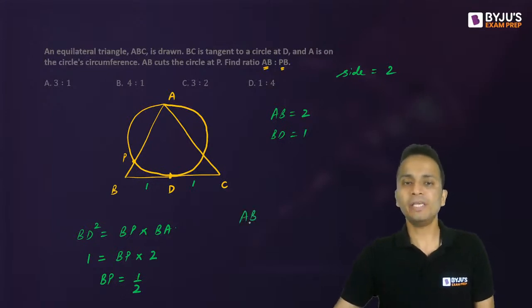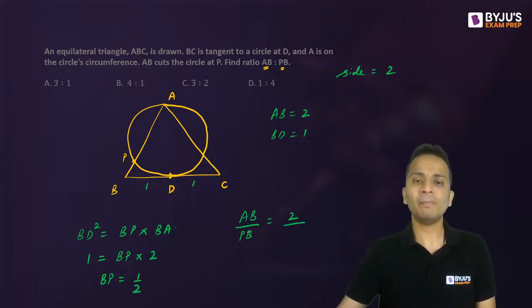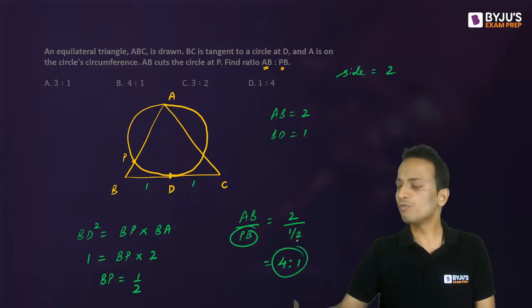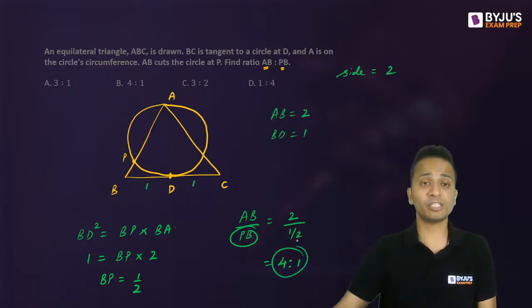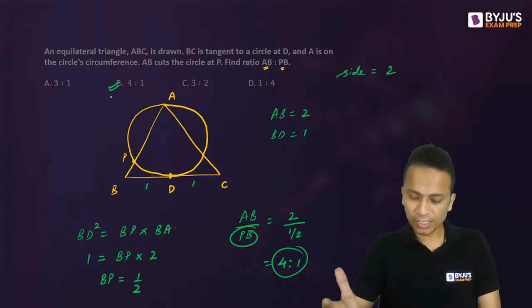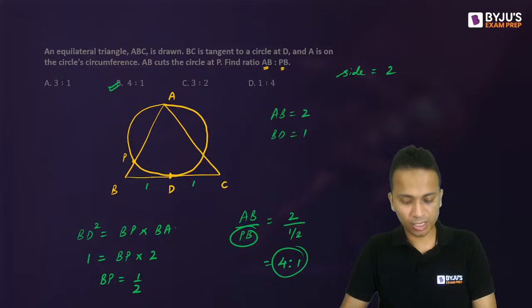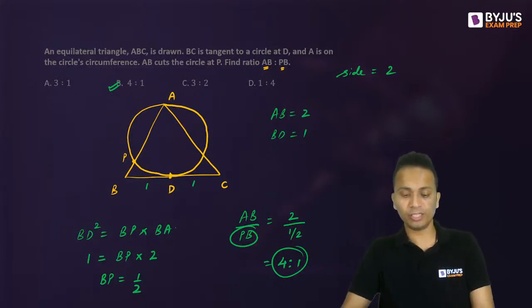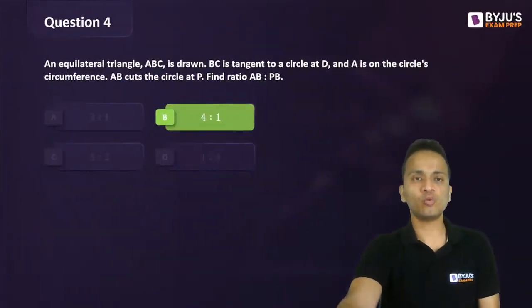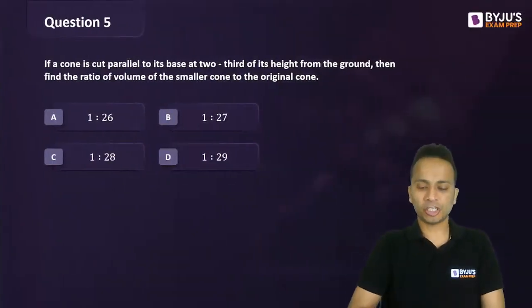Now the ratio AB upon PB. So AB is already equal to 2, and divided by BP or PB, that is equal to half. So this ratio will come out to be 4 is to 1. So 4 is to 1 will be the final answer for this question. And the correct answer is option B, which is given by Mayank, Anu, Kaushal, and Jyoti. 4 people have given a correct answer. Nice, good. So yes, 4 is to 1 is the correct answer. Next question, question number 5.